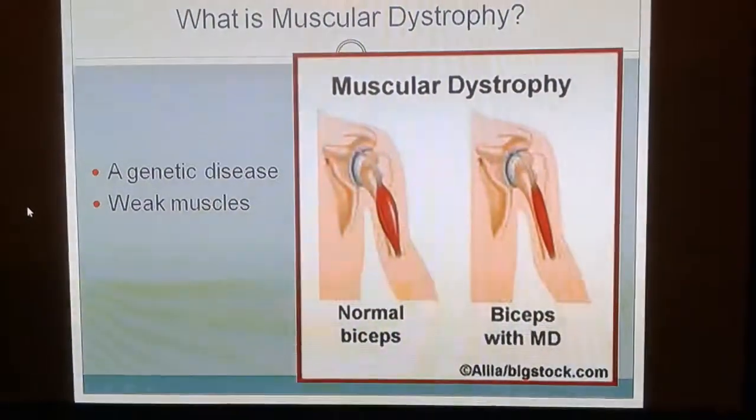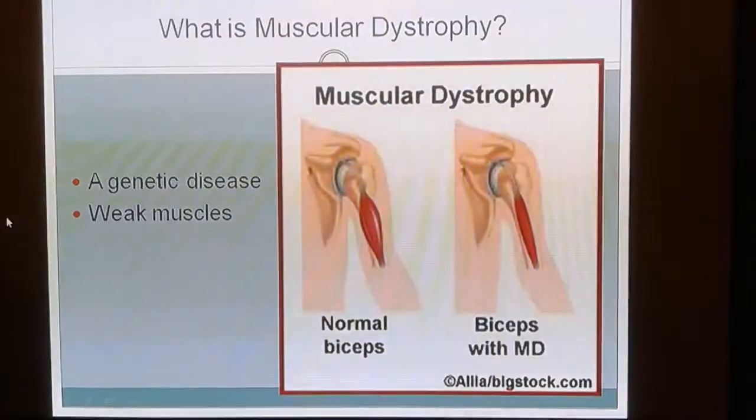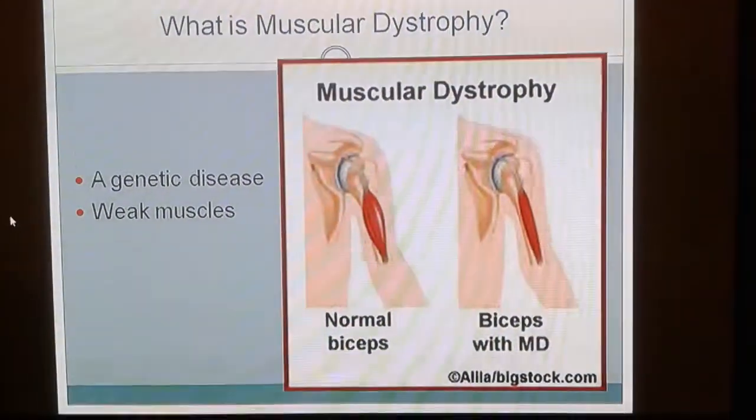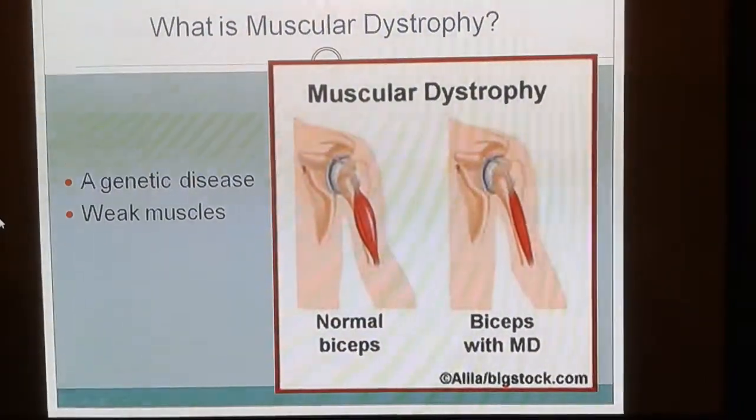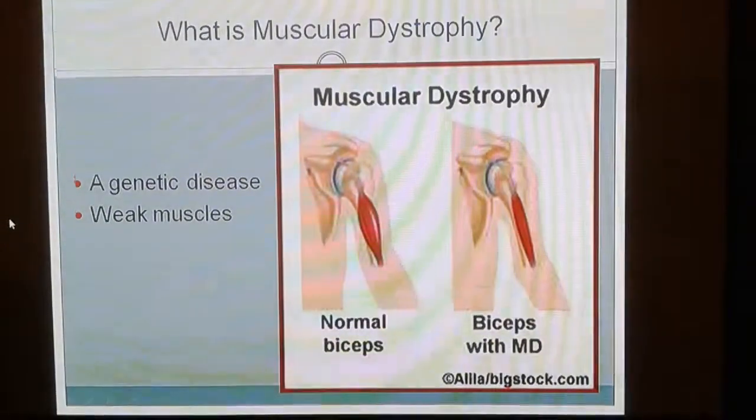Muscular dystrophy is a group of genetic diseases that cause progressive weakness and loss of muscle mass. People who suffer from this disease lose their ability to walk and often need to use a wheelchair and need the help of other people.